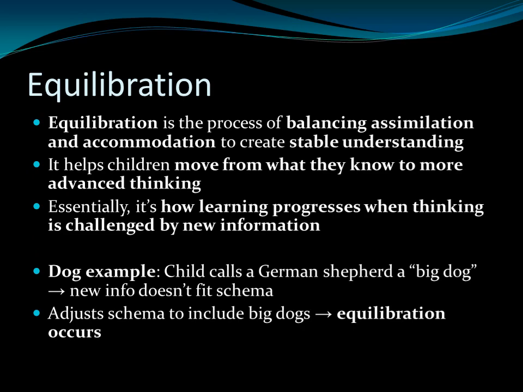Equilibration is the process of balancing assimilation and accommodation to create a stable understanding. It helps children move from what they know to more advanced thinking. Essentially, it's how learning progresses when thinking is challenged by new information. In simple terms, equilibration is like a mental balancing act. When children face something new, they either fit it into what they already know, assimilation, or adjust their thinking, accommodation. Equilibration is the process that helps them reach a new and stable understanding.